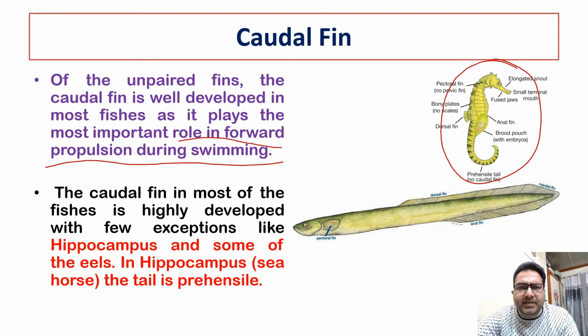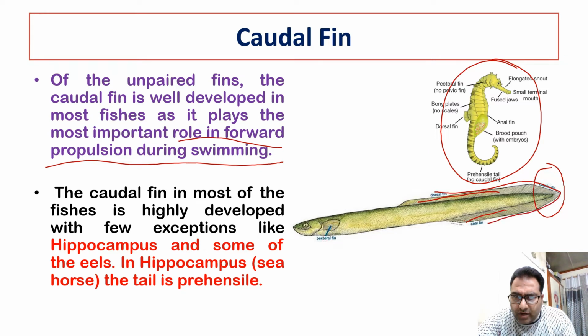The caudal fin exhibits different shapes in different groups of fishes, and it is correlated with their habitat, so it is of great importance in the classification of fishes as well. And in some fishes, such as you see here, this is the caudal fin, this is the dorsal fin, and this is the anal fin. They all are joined together to form the dorsal, caudal, and the anal fin.